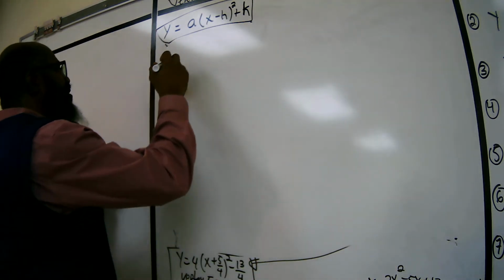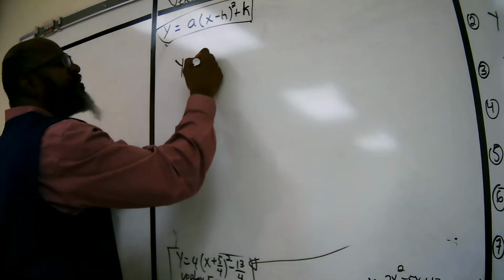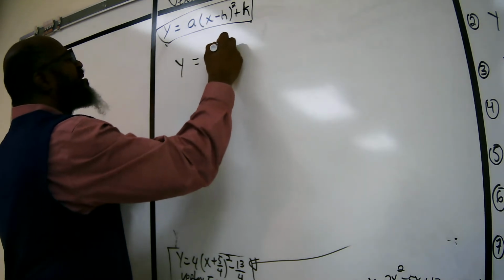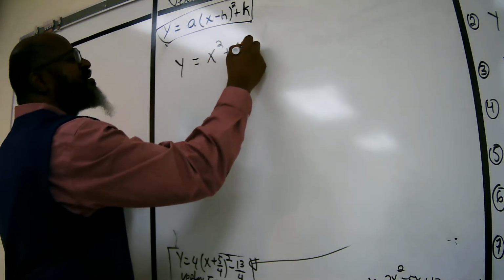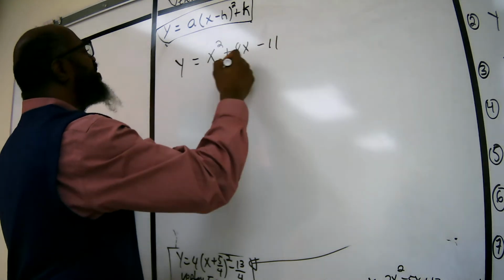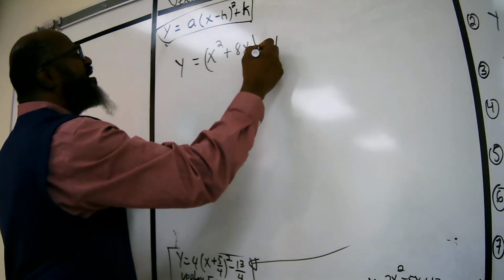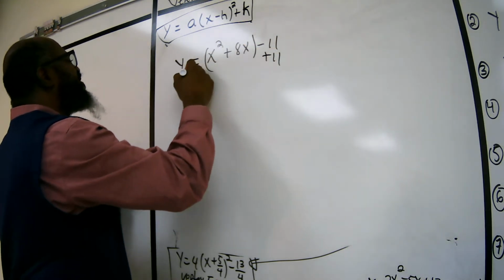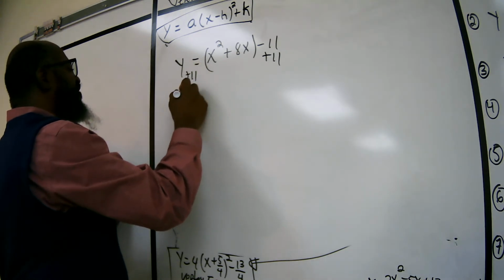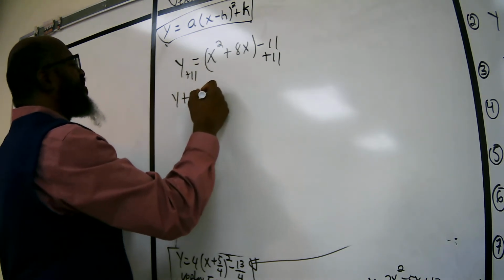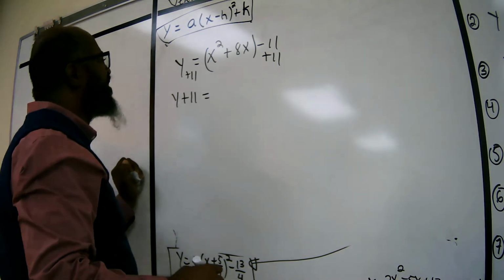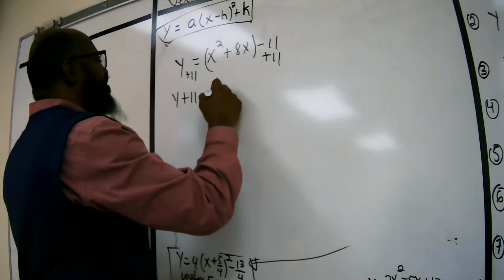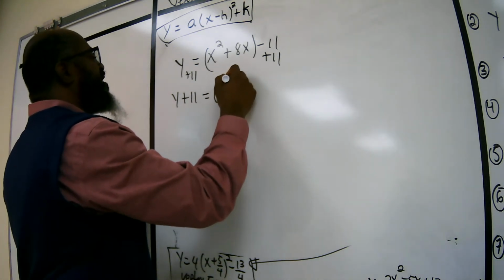Alright, easy one. y equals x squared plus 8x minus 11. So you do family grouping, add 11 on each side. You will have y plus 11. I'm doing the vertex form first, then I go to the baby step. So now we're getting better at it.